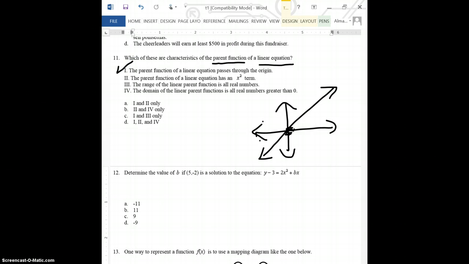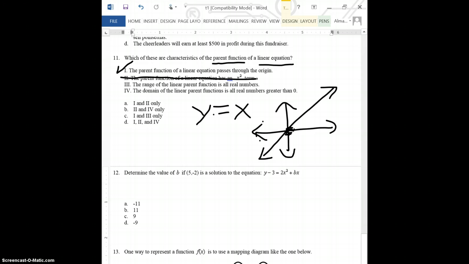2. The parent function of a linear equation has an x squared term. No. We only have y equals x and y equals x squared, but the linear parent function is y equals x, and that does not have an x squared term. So 2 is wrong.